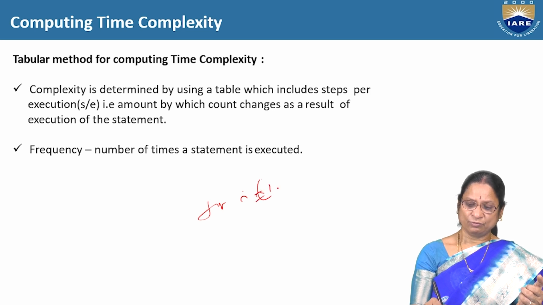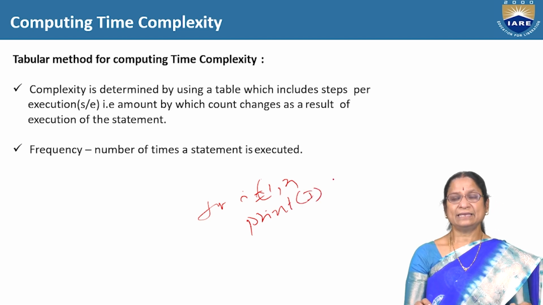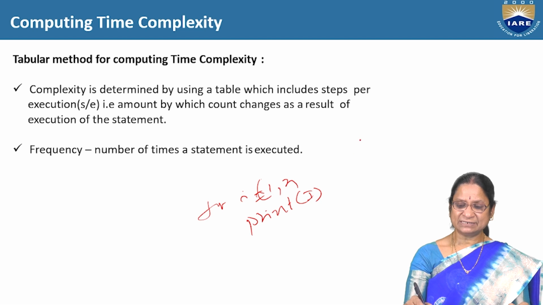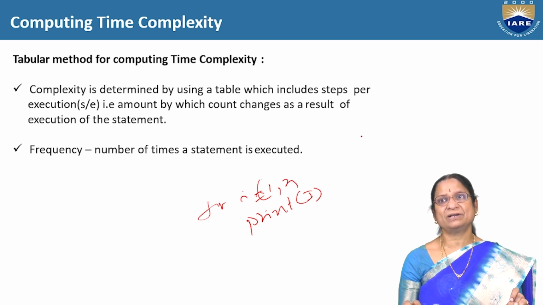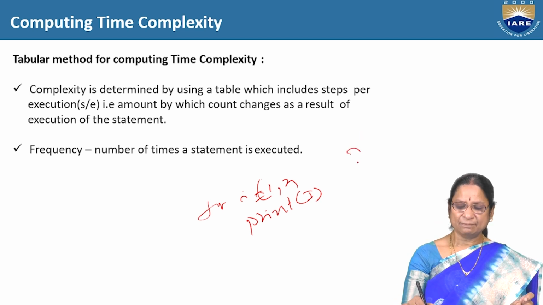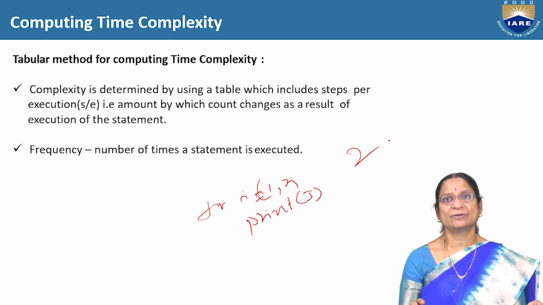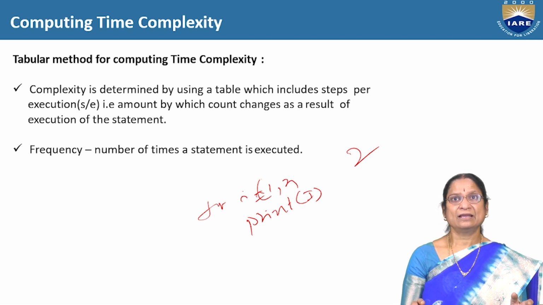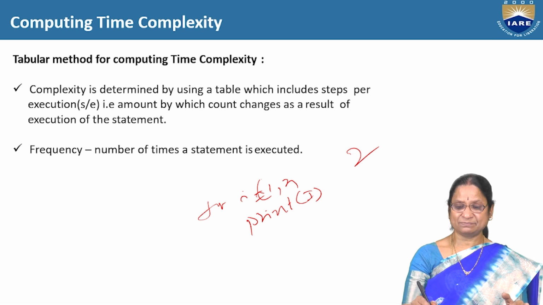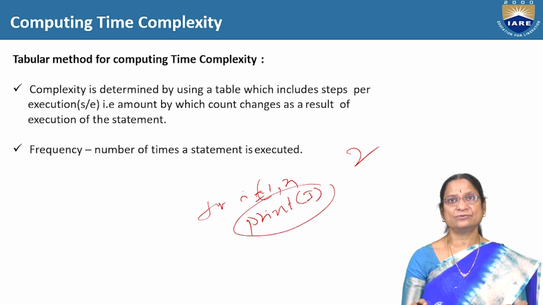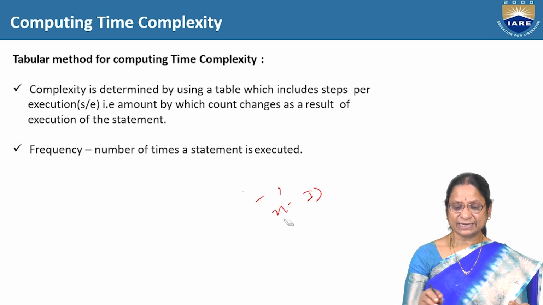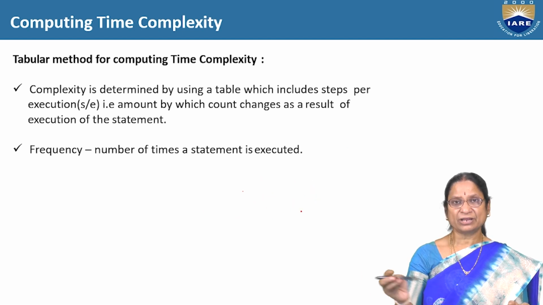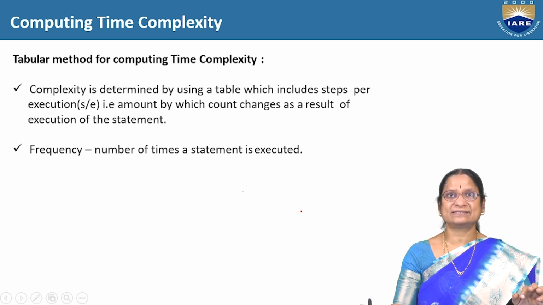So, if you are writing for I is equal to 1 to n, print I, how many statements is that? It may be a single statement, or maybe 2 statements if you think physically. But executable statement means: this print I, how many times does it get executed? N times it gets executed. So the frequency of print I is n times.